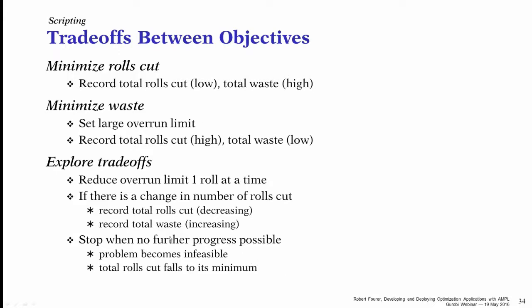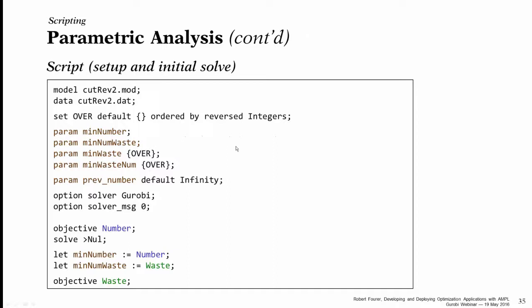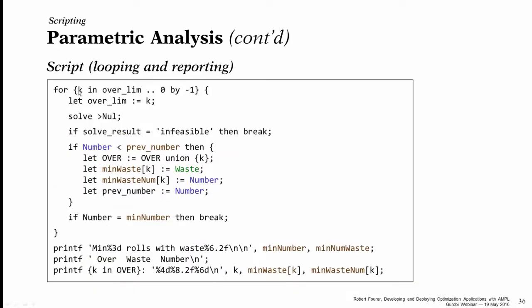So this is something I could do by hand, but if I'm going to have a lot of problems to look at, I would like to automate it. So here's an example of a simple script. It's on 2 slides, and there's some setup here which I won't describe, but down here you notice that I set the objective to the number cut and I solve. And now I save the results, and now I set the objective to waste, and now I'm going to do that loop. So I'm going to loop over some index starting at the big overrun limit and going down towards 0 one by one. And for each one I'm going to solve.